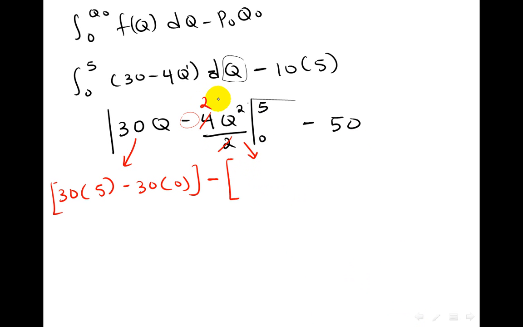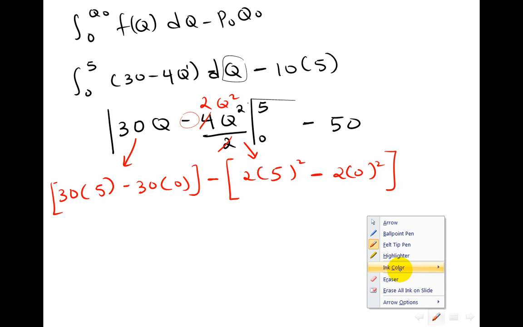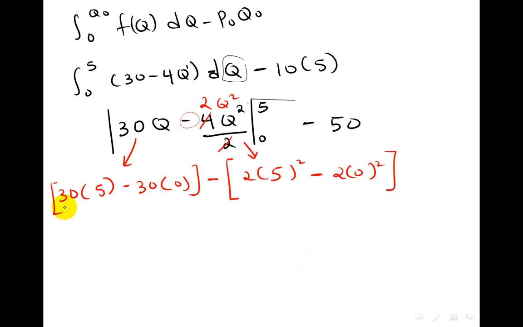So it will be 2q squared, right? 2 times, what is my q? First you take the 5, then minus 2 times 0, the whole squared. Now simplify. 30 times 5 will be 150, this will be 0, minus 5 squared is 25, 25 times 2 will be 50. We forgot this negative 50 here.